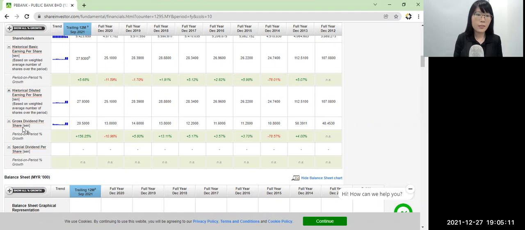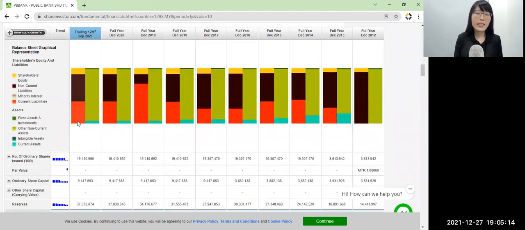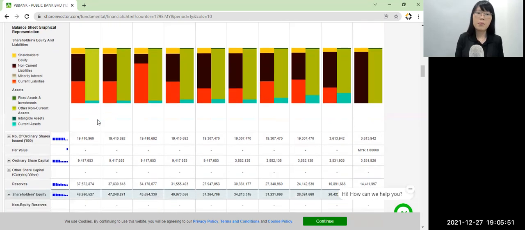Now the next one is balance sheet. Based on this, you can see the yellow represent the shareholder equity. Okay. Dark brown represent the non-current liabilities. Orange color represent the current liabilities. Dark green represent the fixed asset and investment. Light green represent other non-current asset. Evergreen color represent intangible asset, and the light blue represent the current asset. Okay.